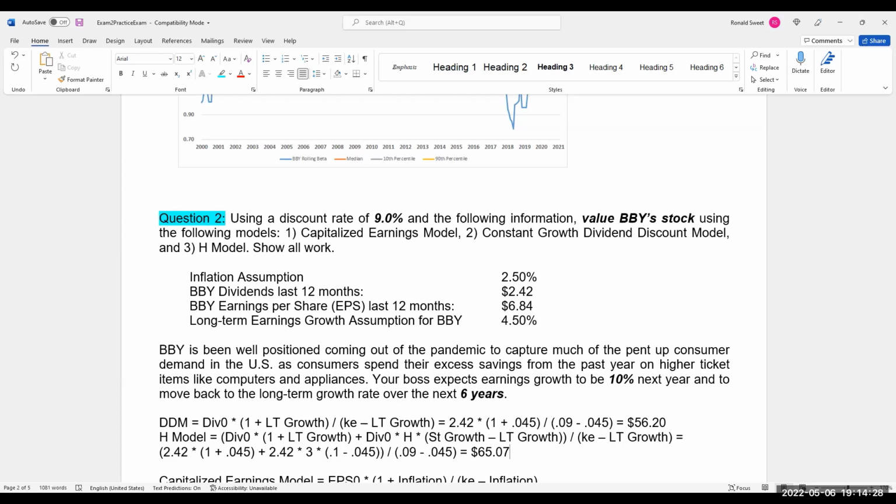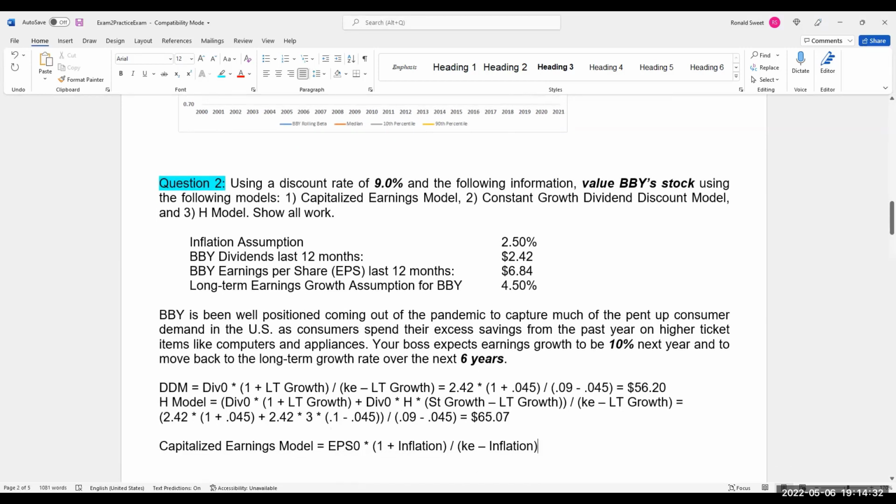65.07. Hopefully y'all are getting that too. And then on cap earnings, you got it, Ross? Or who was it? Yeah, I got the same thing. Okay. All right, keep me honest here.